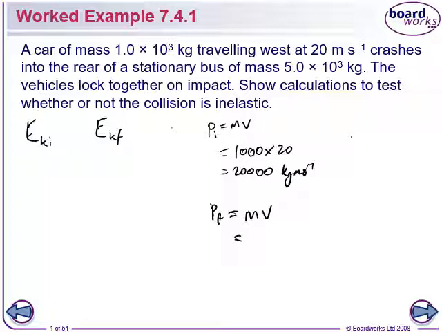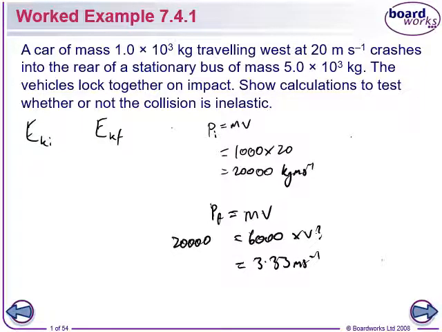Okay, so our mass now is 6,000 because our car and our bus have locked together. 1,000 plus 5,000, we've got 6,000 for a mass. We don't know our velocity. But we do know our momentum is 20,000 because momentum is conserved. Okay, so we can work out our velocity. So 20,000 over 6,000 is going to be 3.33 meters per second.